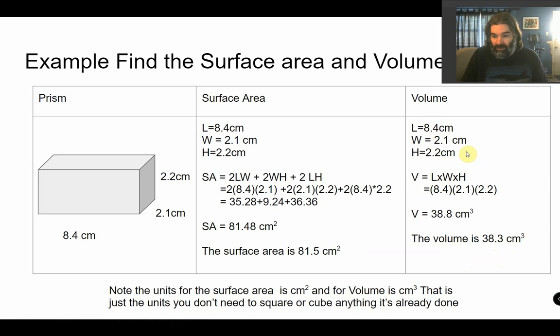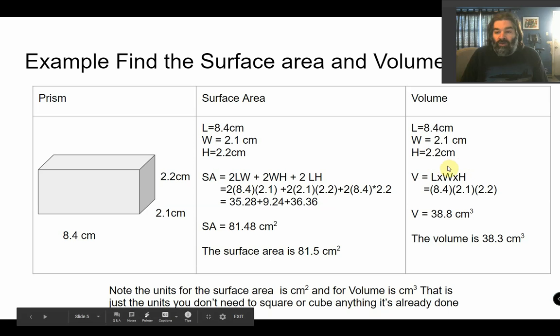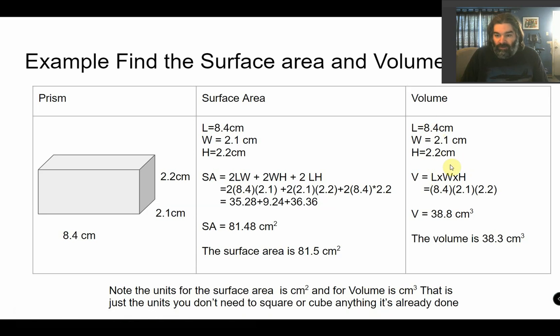Volume, same thing. You write out your equation, plug in 8.4 for L, 2.1 for W, 2.2 for height, and you get an answer for the volume. Now, this may seem really simple. I hope it does, but the equations will start getting more difficult as we go towards triangular prisms, cylinders, spheres, stuff like that. But the same idea is you just write out the equation, write out the numbers, make sure you plug the right number into the right thing, and the equation tells you what math to do with them.